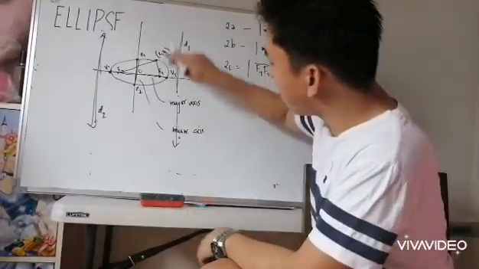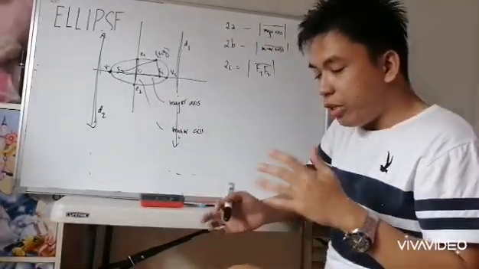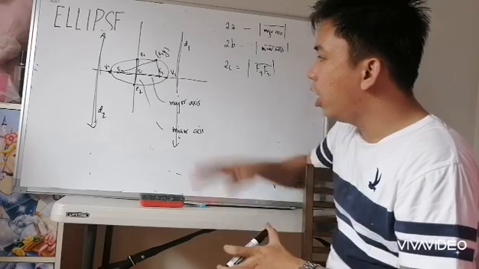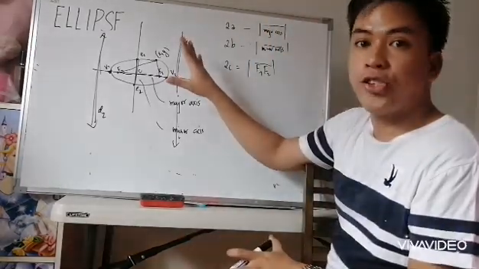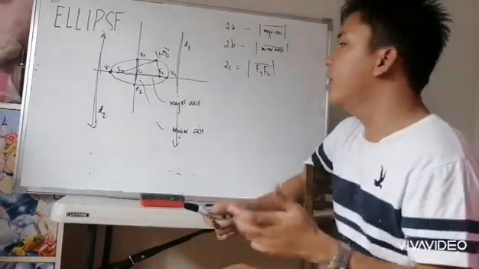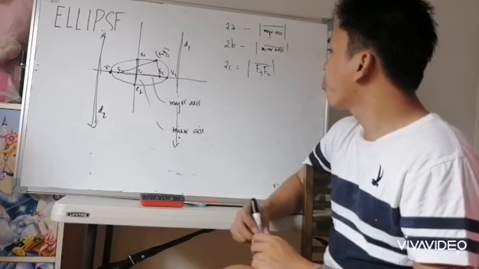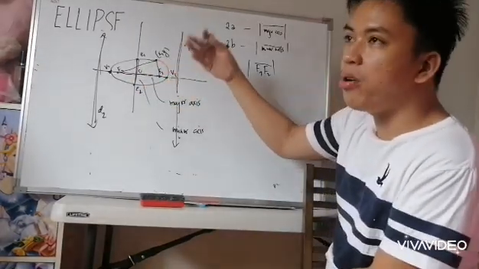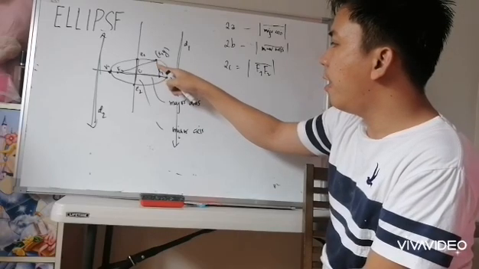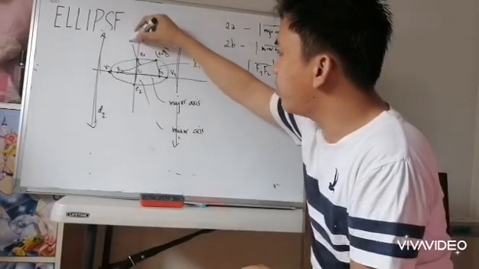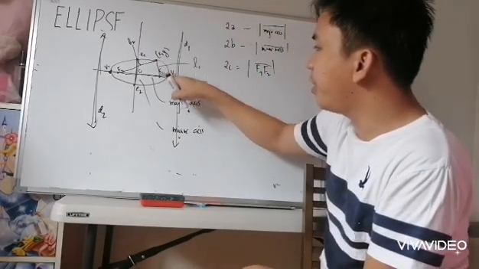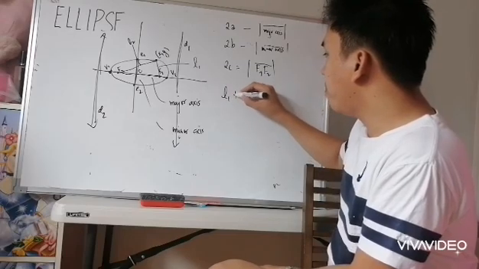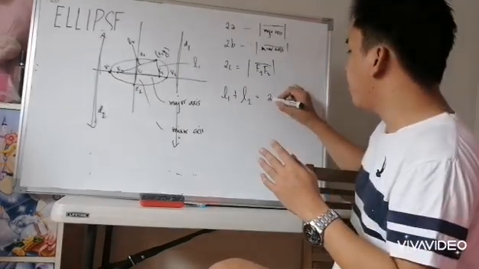In order for us to get the equation of an ellipse given this orientation, suppose the center is found at the origin. Let's say this is the origin on the xy plane. If we take the distance from a point on the ellipse, let's label these L1 and L2, where L1 represents the distance from this point to focus 1, and L2 represents the distance from this point to focus 2. Your L1 plus your L2 is the same as the length of the major axis, which is 2a.